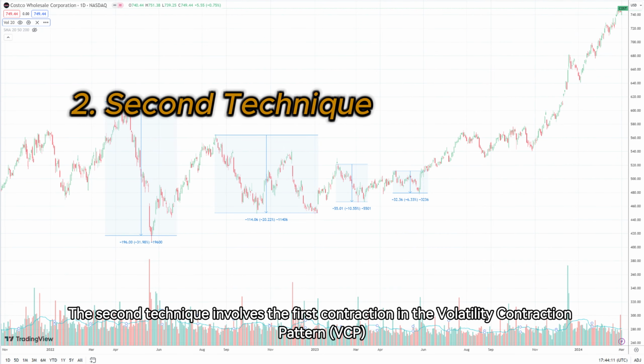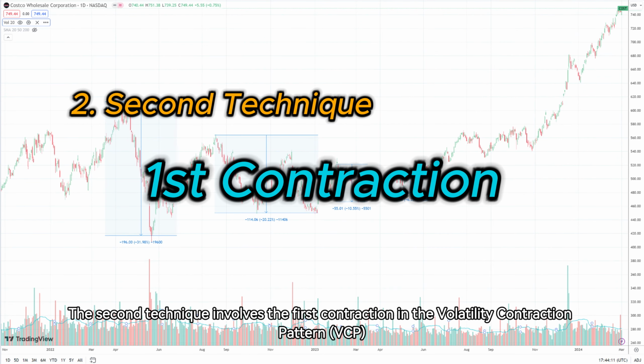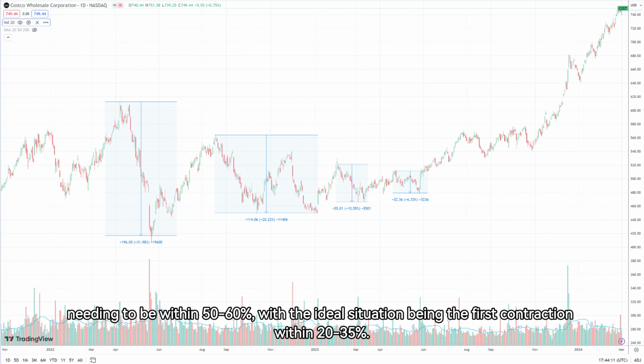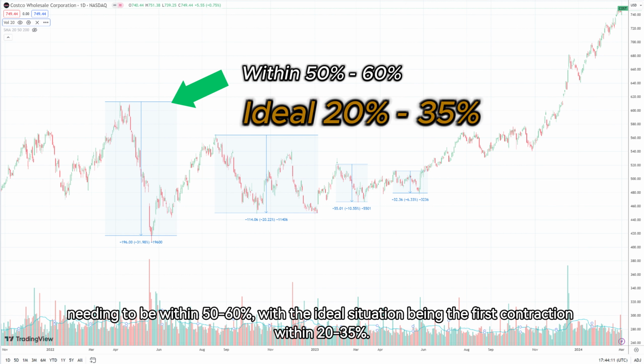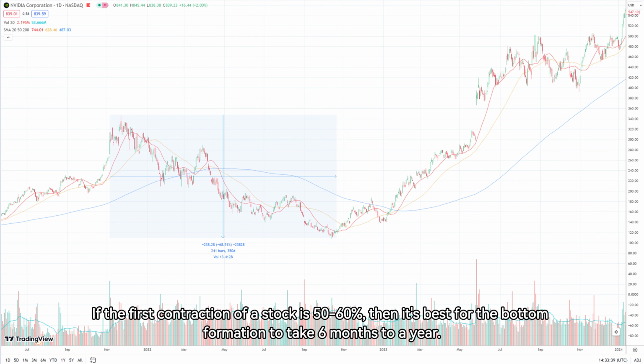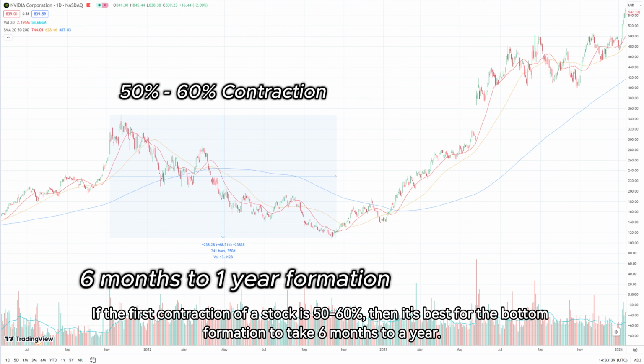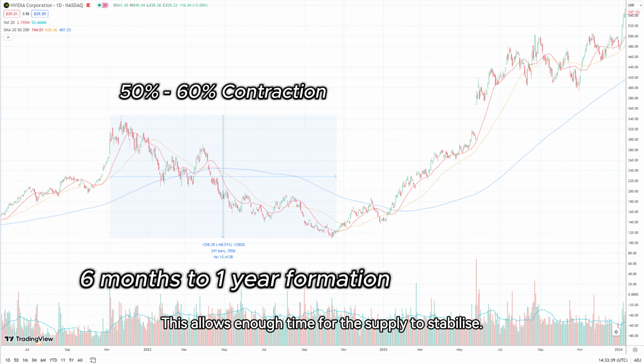The second technique involves the first contraction in the volatility contraction pattern VCP needing to be within 50 to 60%, with the ideal situation being the first contraction within 20 to 35%. If the first contraction of a stock is 50 to 60%, then it's best for the bottom formation to take 6 months to a year. This allows enough time for the supply to stabilize.